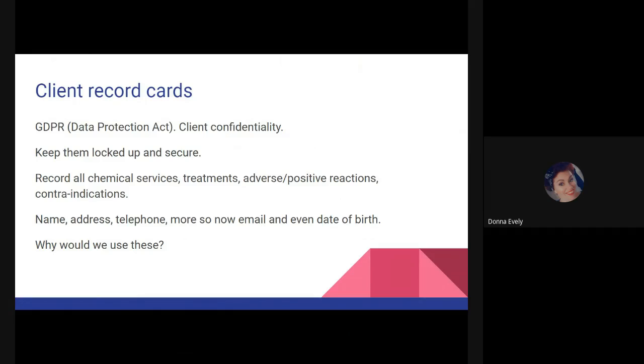Obviously now we put name, address and telephone number on it. Obviously more so now we're using email and even date of birth. We could use these for promotions, all things like that. So if you think, oh, we've got a quiet month coming up, you could send out maybe 20% off colour treatments or perm treatments. Birthdays, you can send out a happy birthday, here's 10% off. So you can use them for promotion.